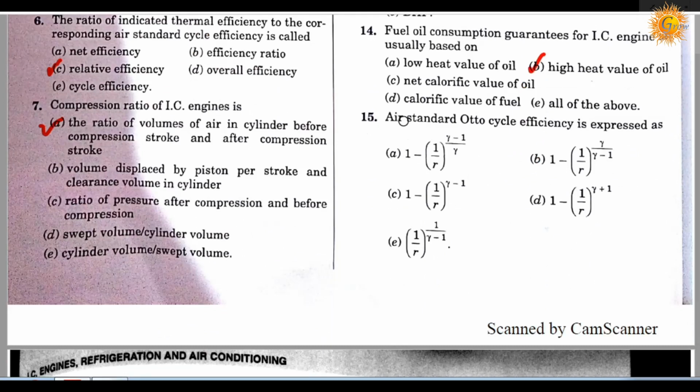Question number 15. Air standard Otto cycle efficiency is expressed as option A, 1 minus 1 upon r power gamma minus 1 upon gamma, option B, 1 minus 1 upon r power gamma divided by gamma minus 1, option C, 1 minus 1 upon r power gamma minus 1, option D, 1 minus 1 upon r power gamma plus 1, option E, 1 upon r power 1 upon gamma minus 1. So the correct answer is C, 1 minus 1 upon r power gamma minus 1.